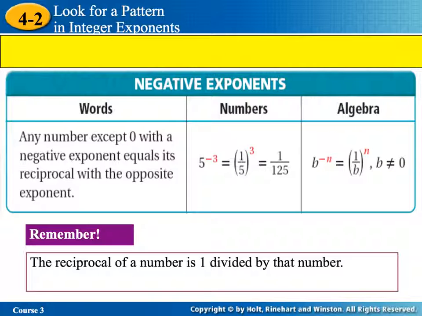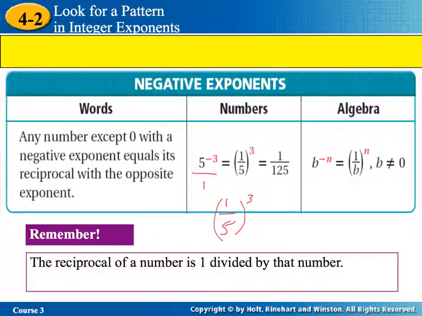Any number except for 0 with a negative exponent equals its reciprocal with the opposite exponent. So you're finding the reciprocal with the opposite exponent. If you look at 5 to the negative 3, what is the denominator of that? It is all over 1. You are finding the reciprocal of 5 to the negative 3 over 1 with the opposite exponent. So the reciprocal of that is 1/5, and you're finding that positive exponent.